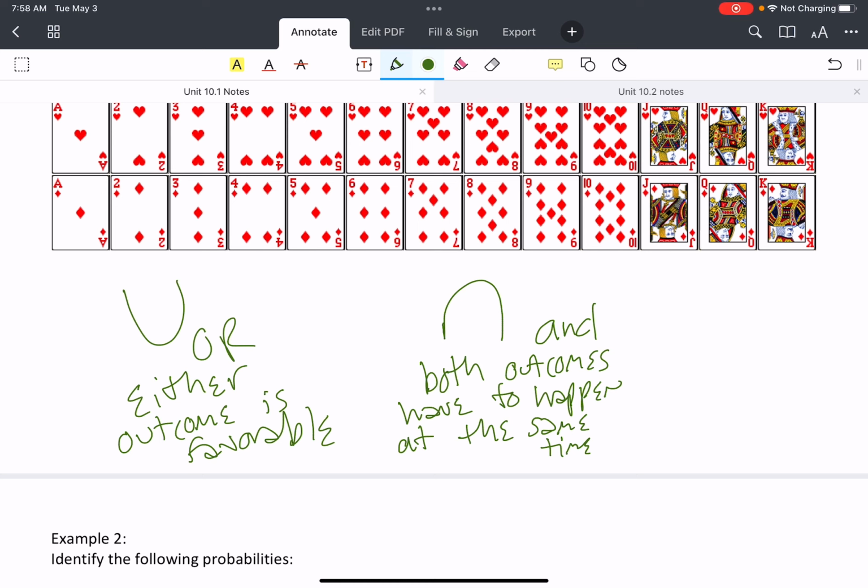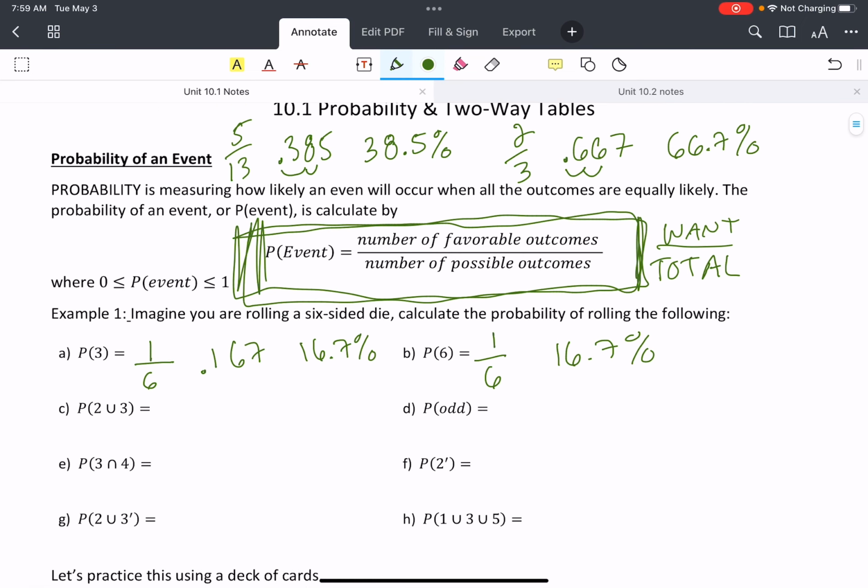Okay, so the first one on C is the or symbol. So either outcome is favorable. So that means on C, when I roll the dice, I'm happy if I get a 2 or a 3. It doesn't have to be both of them, right? Could it be both of them? What do you think? Could I roll a 2 and a 3? One dice, one roll. No. So if I have one dice and one roll, okay.